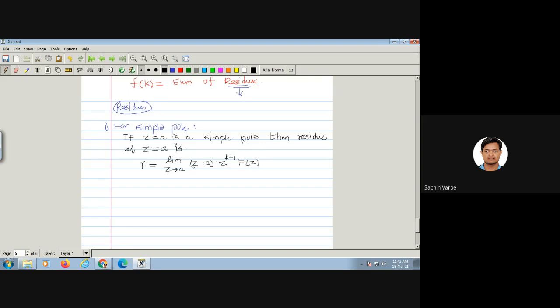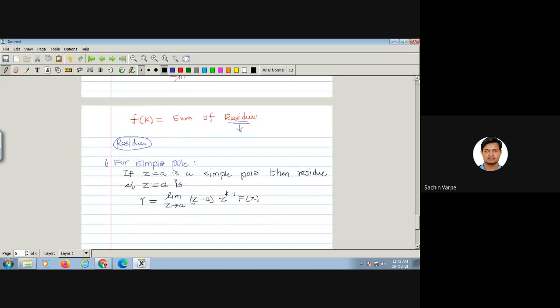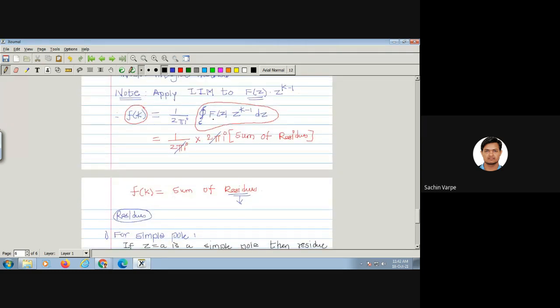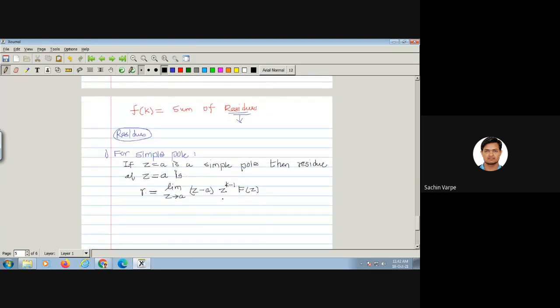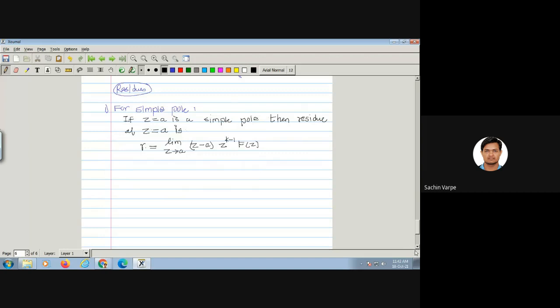the one which we are integrating. What are we integrating? Look at the integrand: F(z) into z raised to k minus 1, right? So we multiply this by (z minus A), and then the limit of that will be the residue. Is this clear? This is the formula of residue at a simple pole.